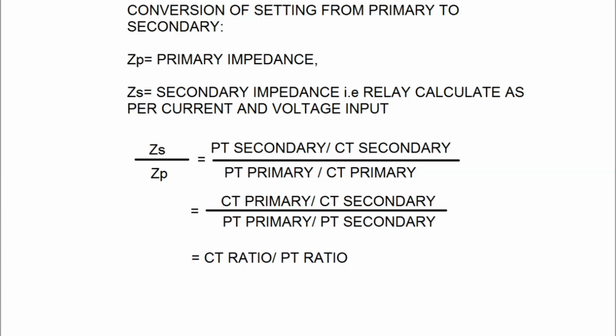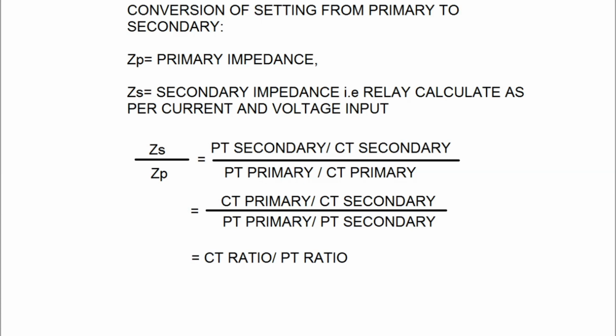Now ZP is the primary value of the impedance during the fault. ZP is the PT primary voltage divided by CT primary current. So this is how the conversion is done. ZS by ZP is equal to CT secondary current divided by CT primary current, divided by PT secondary voltage divided by PT primary voltage. So we can calculate the impedance in terms of secondary value, that is ZS equals CT ratio by PT ratio into ZP.